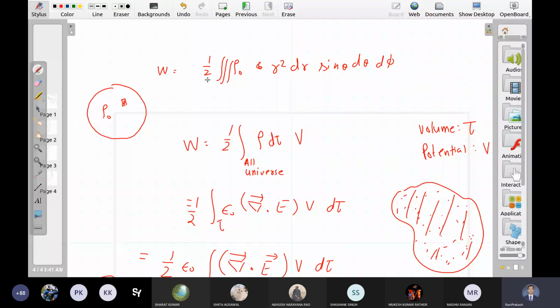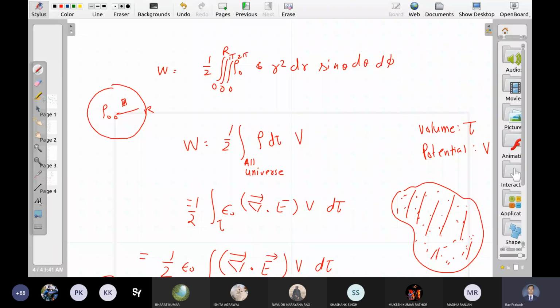How will you calculate surface energy? So let me proceed first, then I'll take your argument. Okay, sir. What are the limits? So let us say 0 to R for radius, for theta 0 to pi, for phi 0 to 2 pi, right?